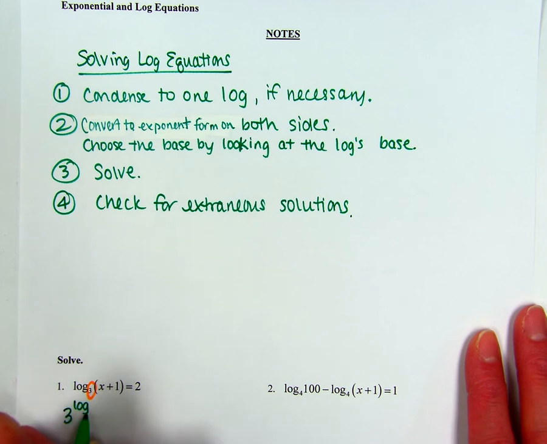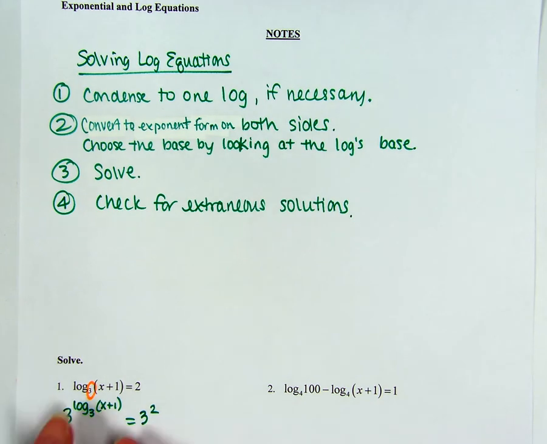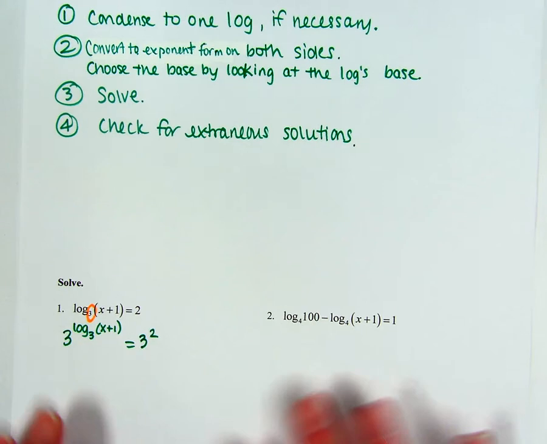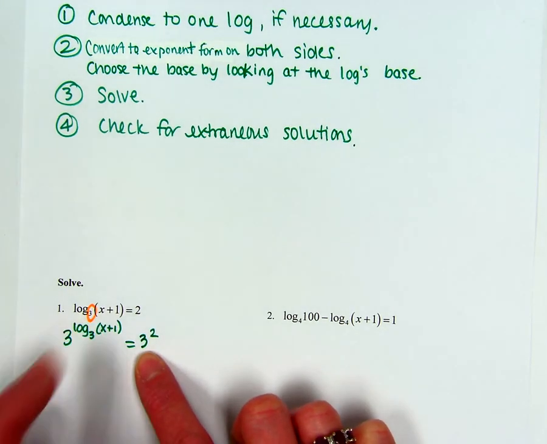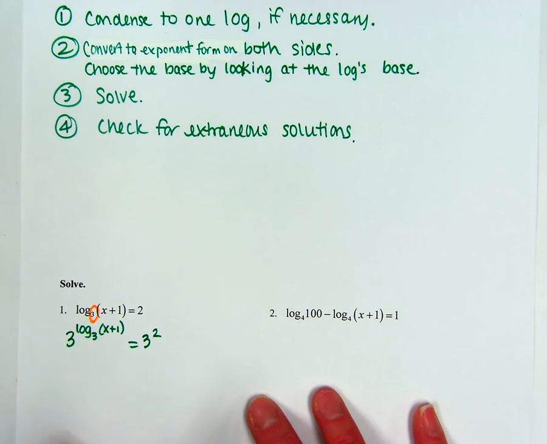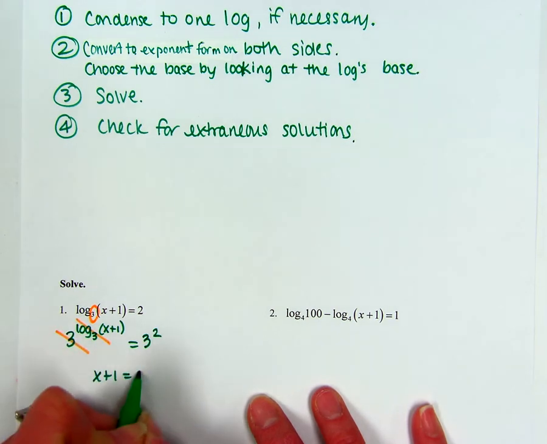So 3 to the log base 3 of x plus 1. And since I did that on the left side, I have to do the same thing on the right side, so 3 squared. Okay, so all I did was these become my exponents and my bases are 3. And I didn't just randomly pick the number 3, I picked it because that log has a base of 3. All right, so now if you remember your rule from a few days ago, if you have 3 with log base 3, these cancel each other out. So all that's left is x plus 1 equals 3 squared.